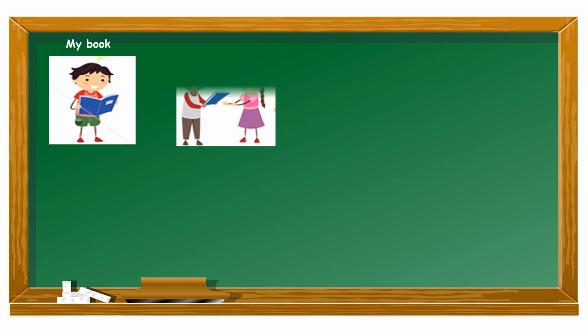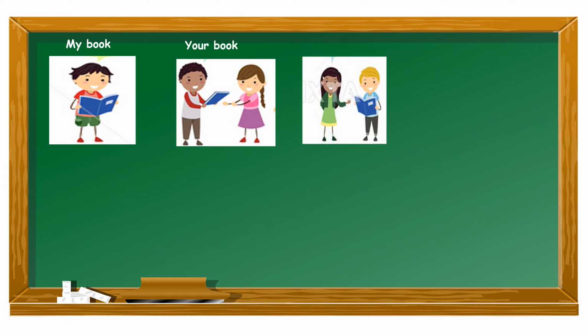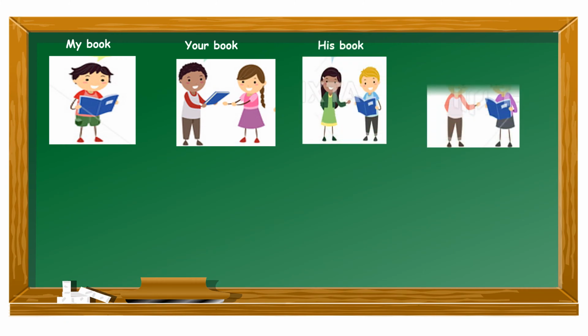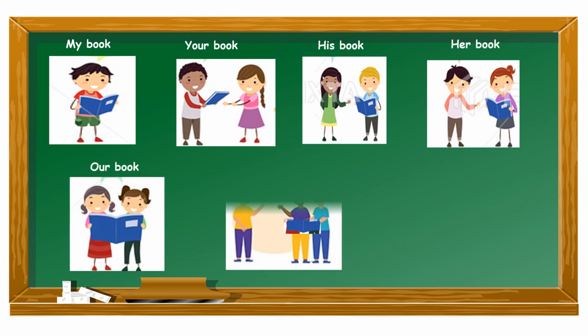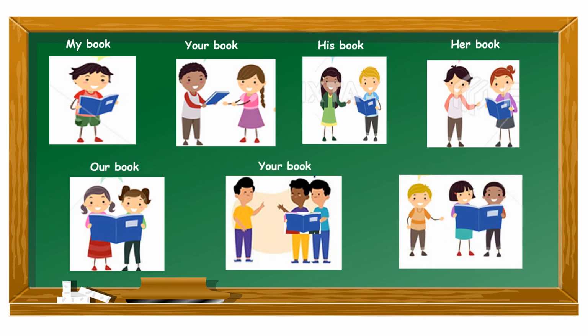Now let's have a look at a few more examples using possessive pronouns. This book belongs to me. This is my book. This book belongs to you. This is your book. This book belongs to him. This is his book. This book belongs to her. This is her book. This book belongs to us. This is our book. This book belongs to you. This is your book. This book belongs to them. This is their book.